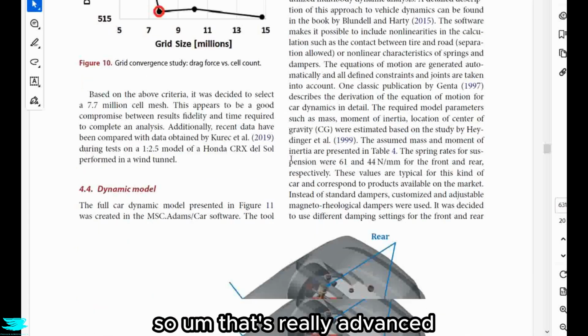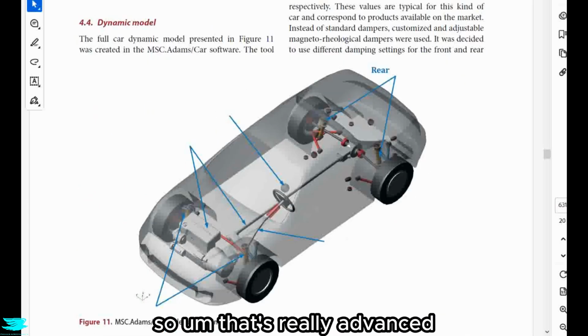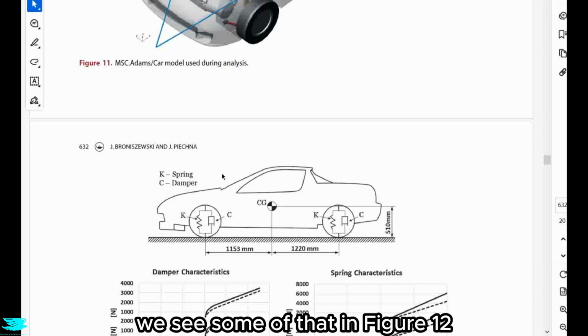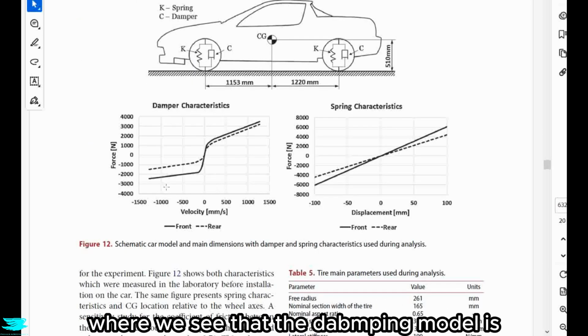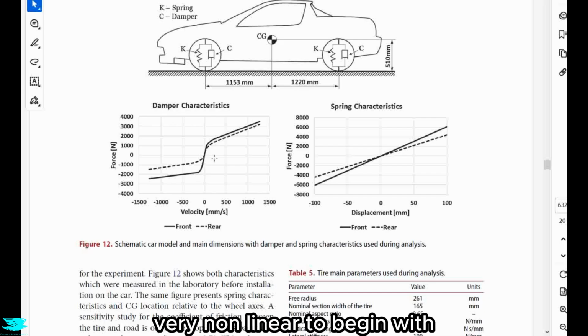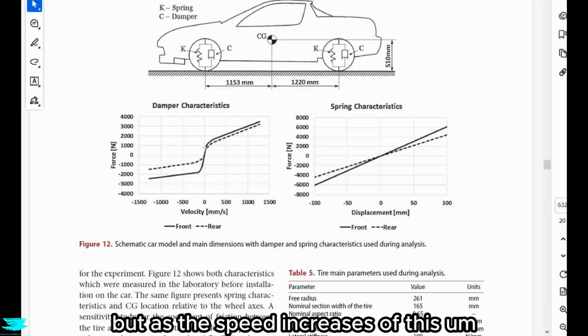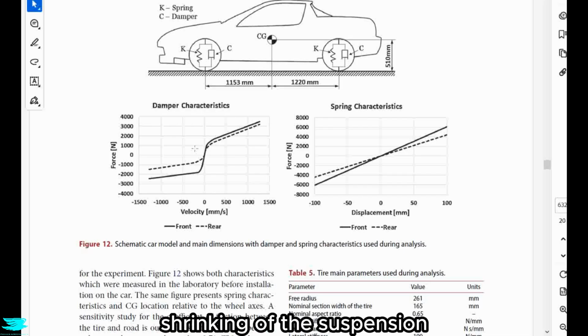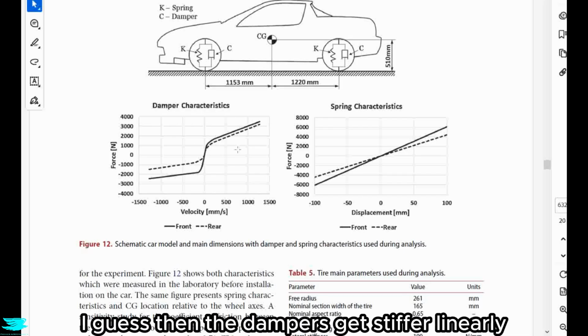So that's really advanced. We see some of that in figure 12, where we see that the damping model is very non-linear to begin with, but as the speed increases of the shrinking of the suspension, I guess, then the dampers get stiffer linearly.